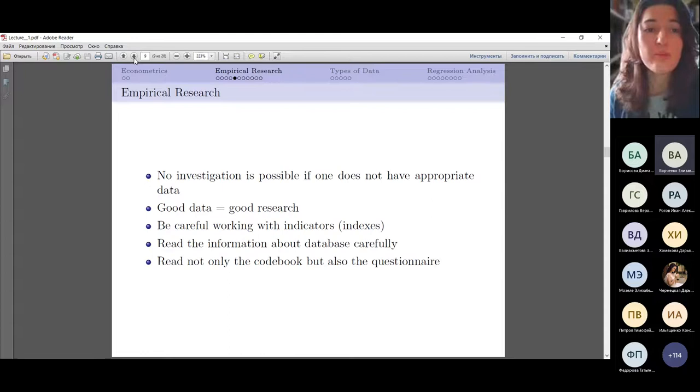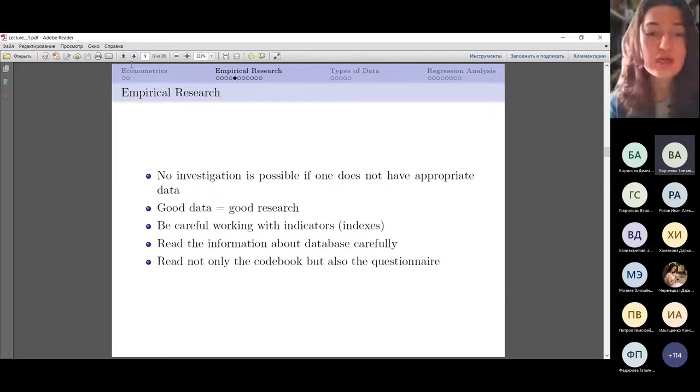But anyway, you should remember when you start your empirical research that no investigation is possible if you don't have appropriate data. You can create a very interesting research question, one that nobody before answered. But first of all, you should check, could you find appropriate data? Because good data or good microdata equals good research.